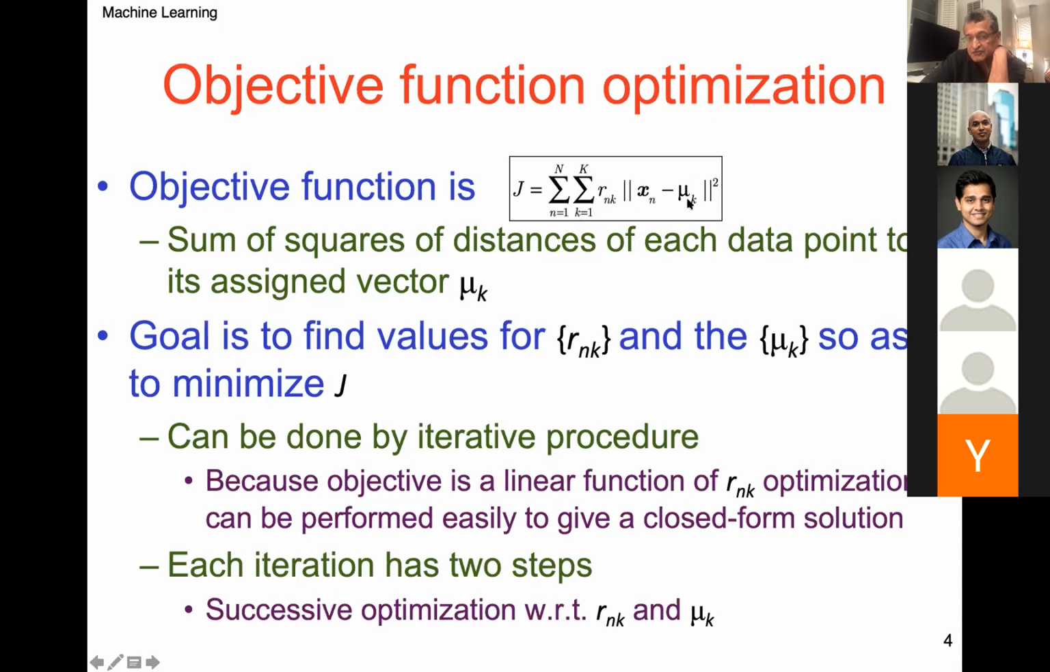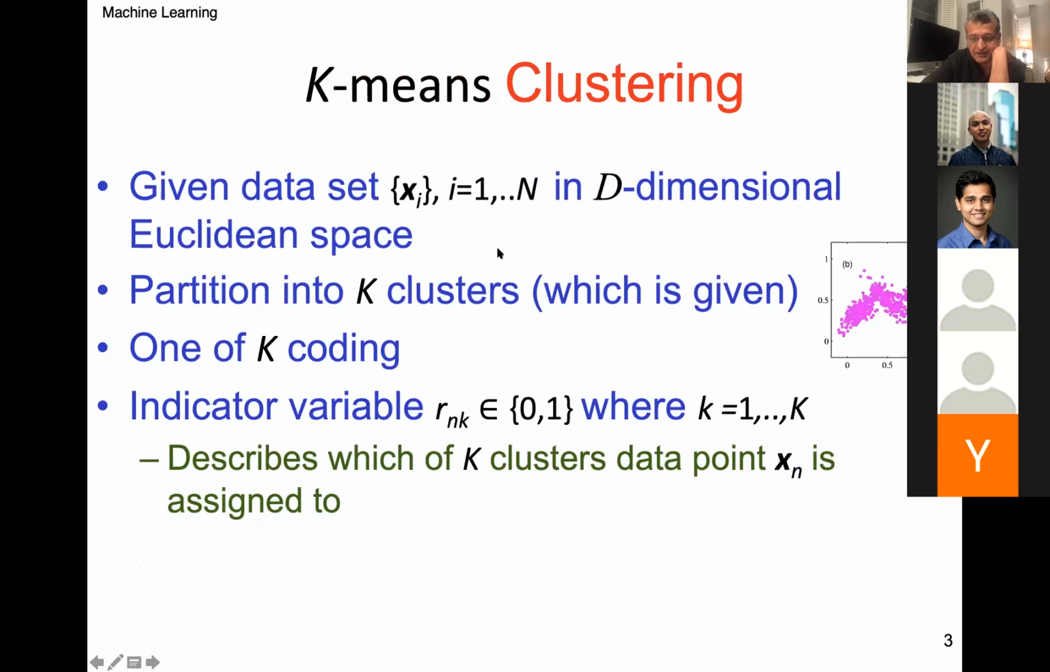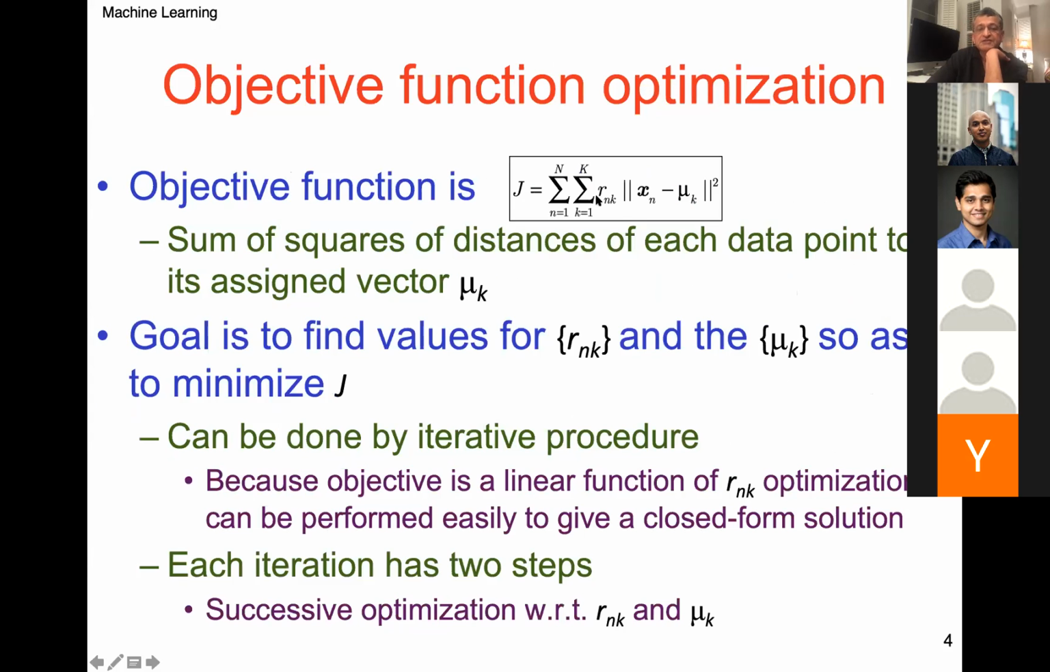That would be the mean for the appropriate class, and we take the appropriate point x_n here, and we try to minimize the distance. So this is saying that we should find the means, and not only that, this point should be closer to that mean than to some other mean. That's what this is saying. And we sum over all the points here and all the classes here. So this is really the sum of squares of distances of each data point to its assigned vector mu_k.